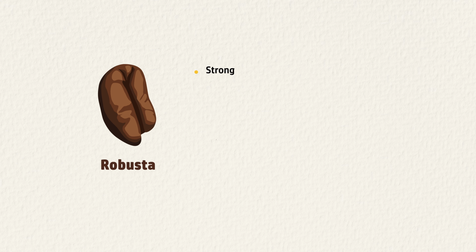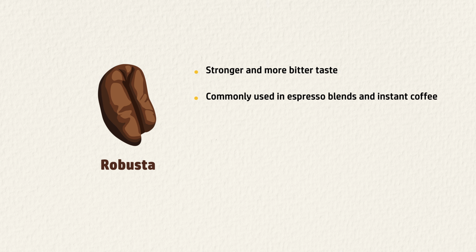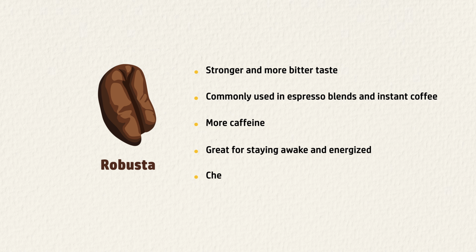Robusta, on the other hand, has a much stronger and more bitter taste. It's commonly used in espresso blends and instant coffee. Robusta contains more caffeine, which makes it great for staying awake and energized. It's also cheaper, mainly because the plant is more resistant to pests.